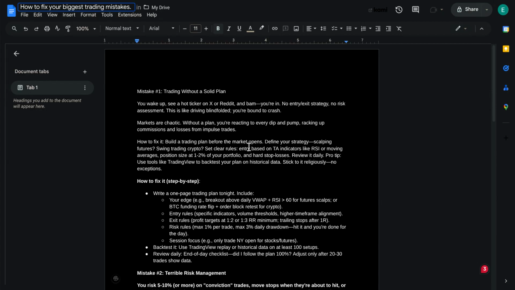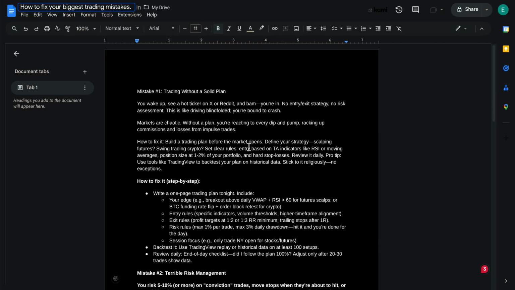You wake up, you see a hot ticker on X or Reddit, maybe somebody posted something, oh, I'm up 100% on this play, get in, get in, get in, and bam, you're in. You don't have any entry or exit strategy, no risk assessment. This is like driving blindfolded. You're bound to crash. Markets are chaotic, and without a plan, you're reacting to every dip and pump, racking up commissions and losses from every single impulse trade.